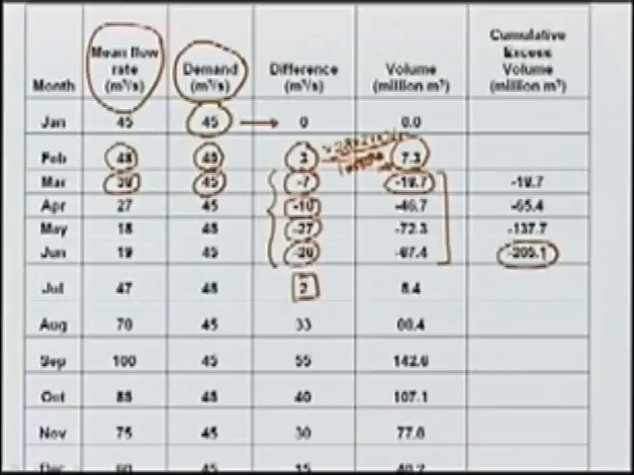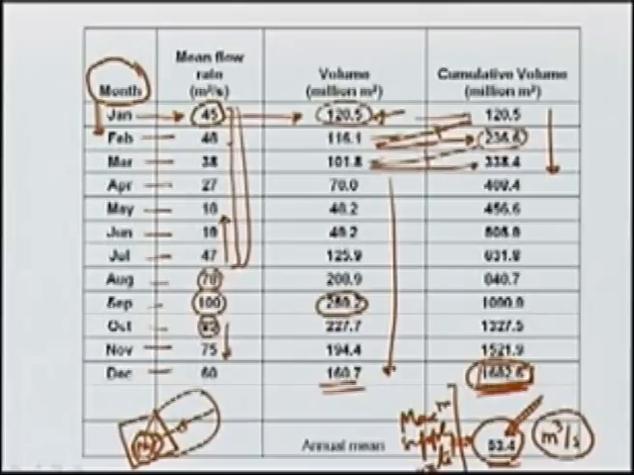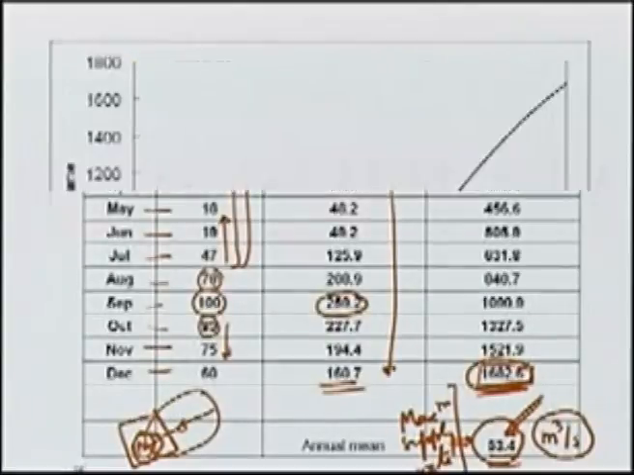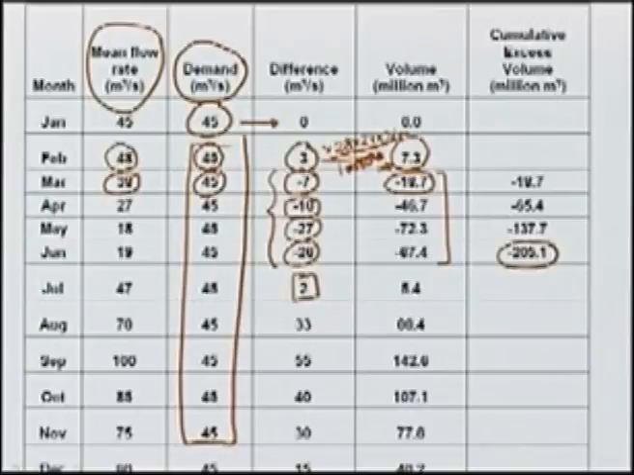So, this tells us that if we want to have a storage reservoir built at this point A, we can build a reservoir with a capacity of 205 million cubic meters, and we would be able to satisfy a demand of 45 meter cube per second throughout the year. So, this is the required storage capacity S.